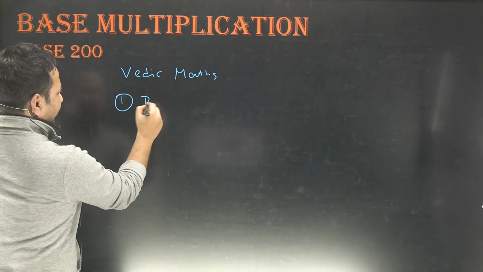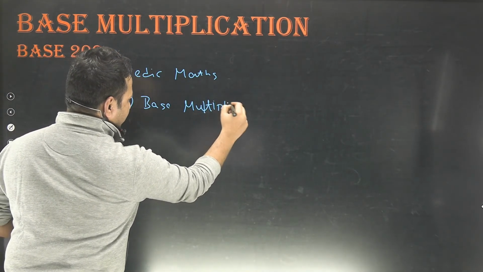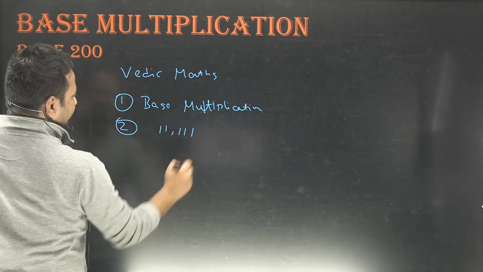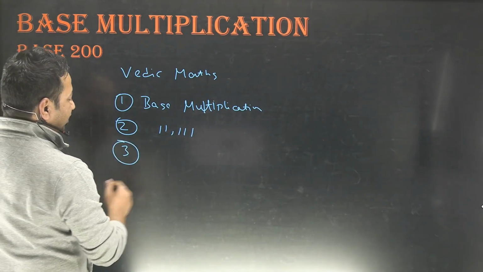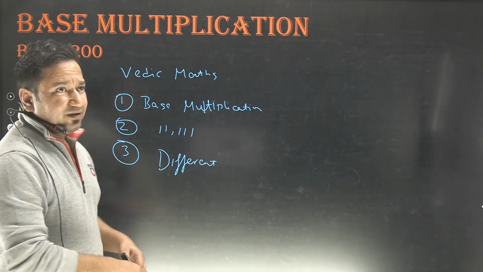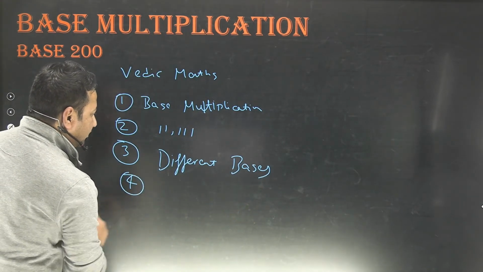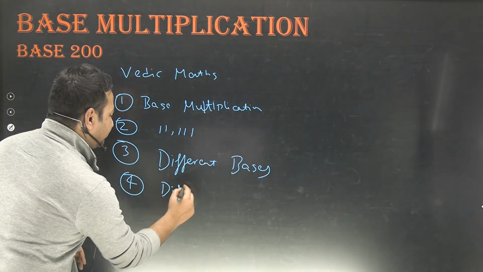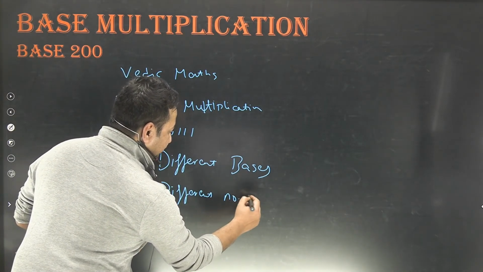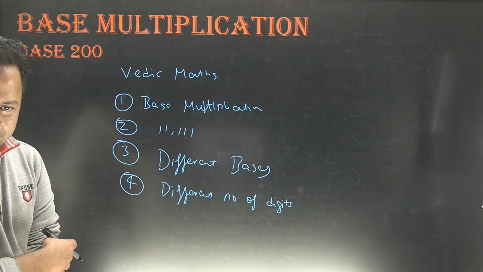Today we did base multiplication, and we also did multiplication by 11 and 111. Then we'll be doing multiplication in different bases, the numbers which are not connected at all. Then we'll be doing numbers which have a different number of digits. For example, one number can have 4 digits, the other only 3 digits. It will be a series. Every weekend we'll be doing this series. All right.